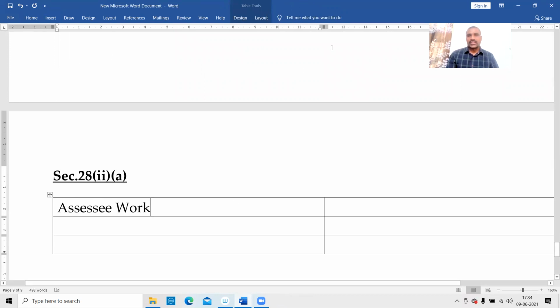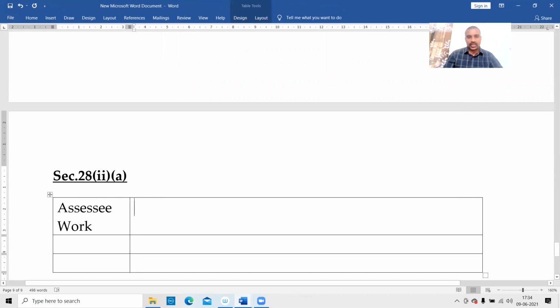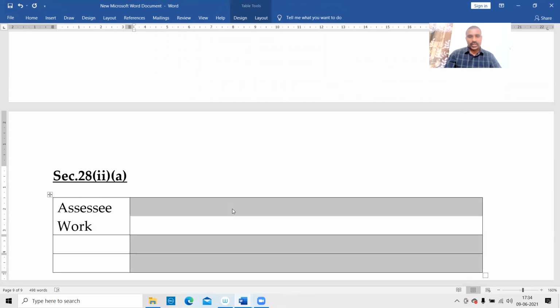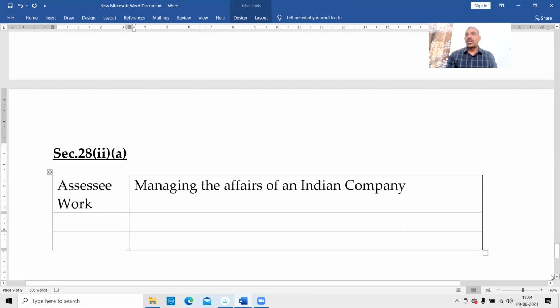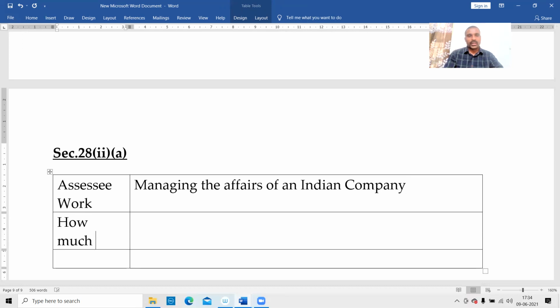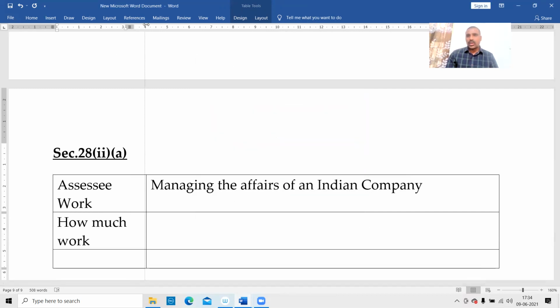In section 28 class 2A, what is the assessee's work? The assessee's work is managing the affairs of an Indian company. He's not an employee. He's a manager managing the affairs of an Indian company.